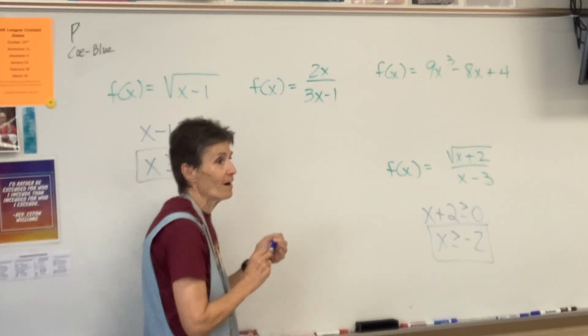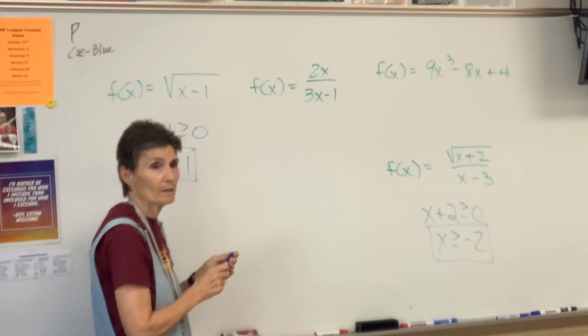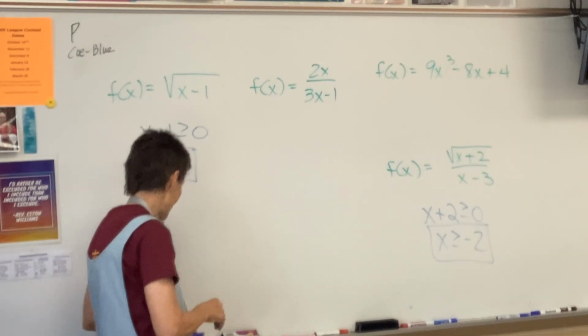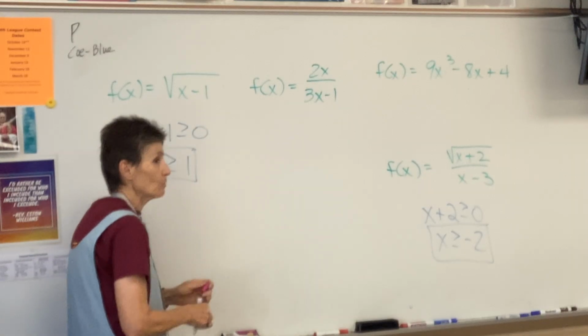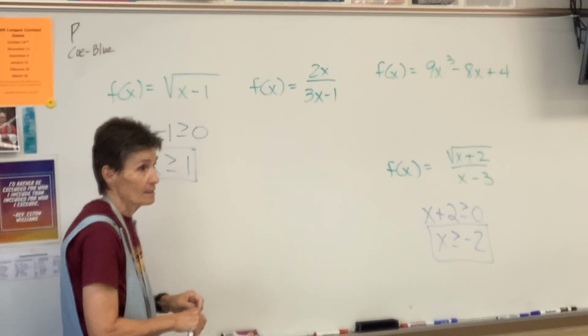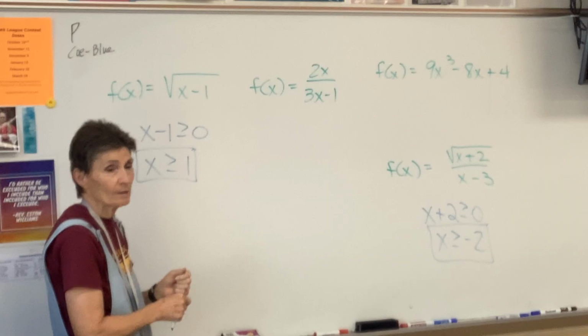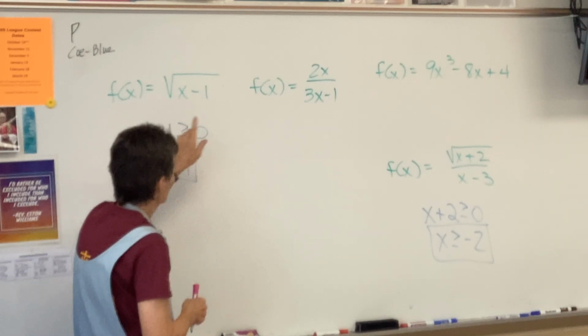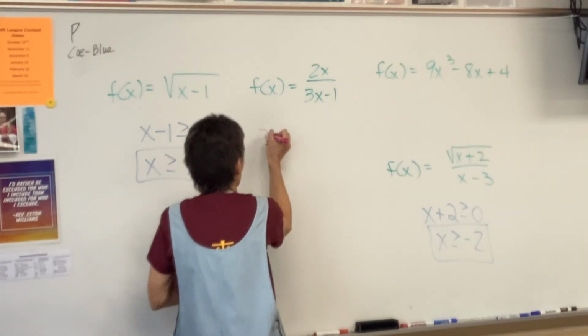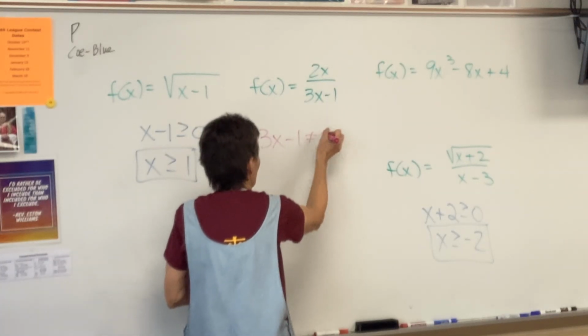Now, these are not my final answers. I'm going through and doing the work. I'm going to clean it up in a minute. Now, the other rule we said was, if it's a denominator, it cannot equal 0.